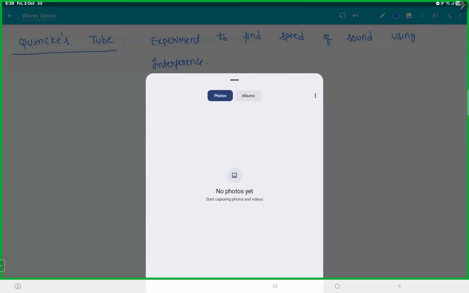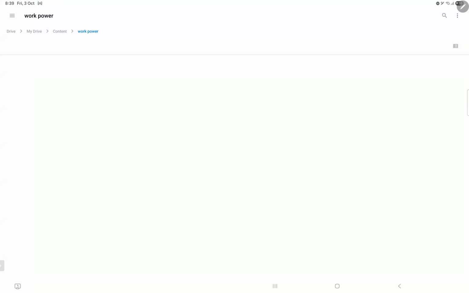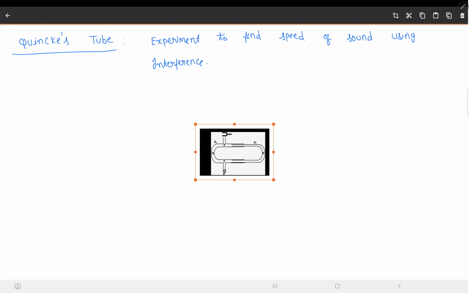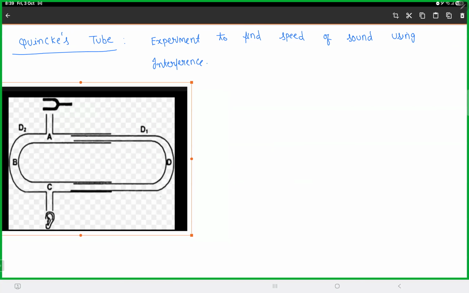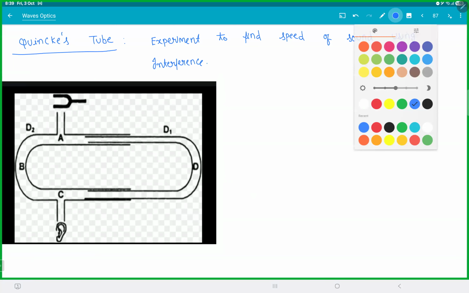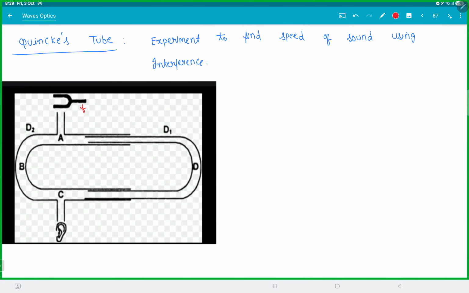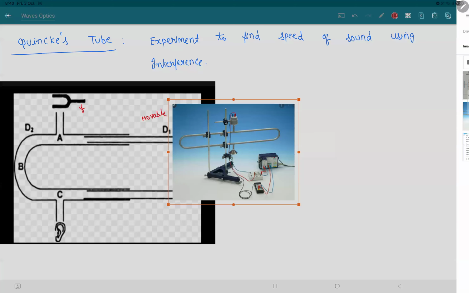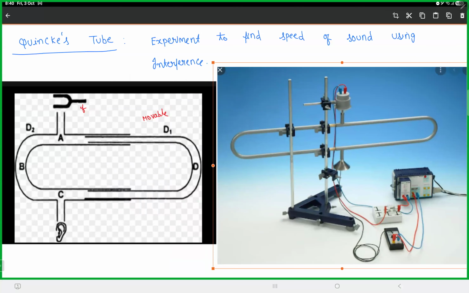So let me show you how the picture will look. And this is the setup. You can see the setup how it is. Like you have a tuning fork here, frequency F. So you have one pipe on the left and one pipe on the right. And the right side pipe is a movable pipe. So when you move the right side pipe, you can actually increase the distance traveled by the wave. And the actual picture would look like this. There. This is how the setup would actually look in real life.